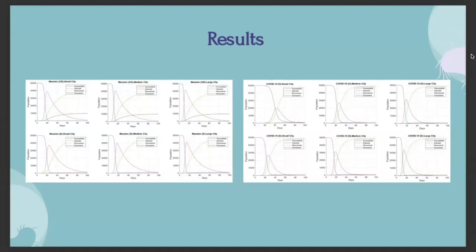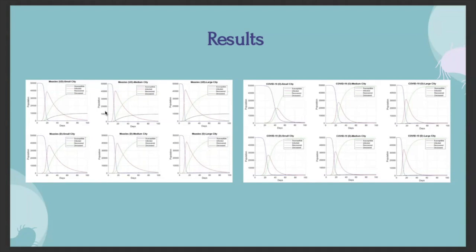Moving on to the results of our model. It highlights key findings on disease spread dynamics comparing measles and COVID in different settings. First, looking at the graphs on the left, our simulations reveal that the measles-related mortality rate is significantly higher in underdeveloped regions due to limited healthcare and resources. This is evident in the graphs, where the black line shows cumulative deaths.